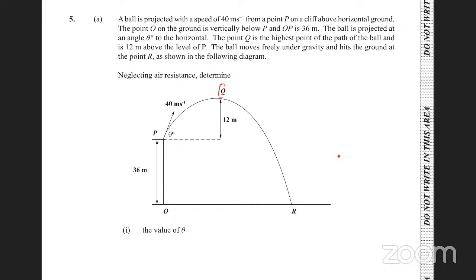So we know at this point the final velocity is 0. Okay? So see if that can help you now. Let's see if we could find theta. Time to reach maximum height.